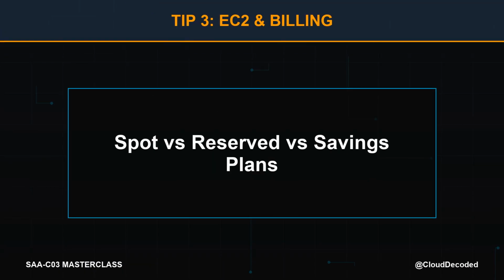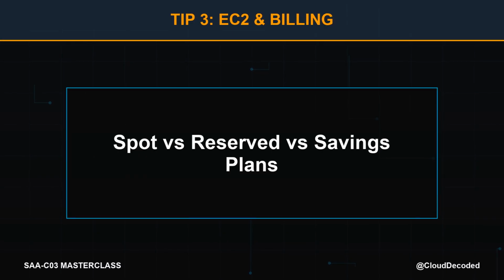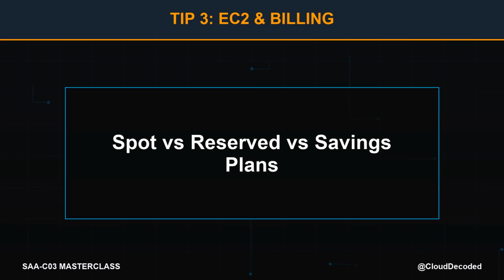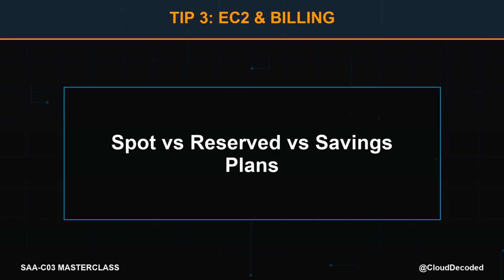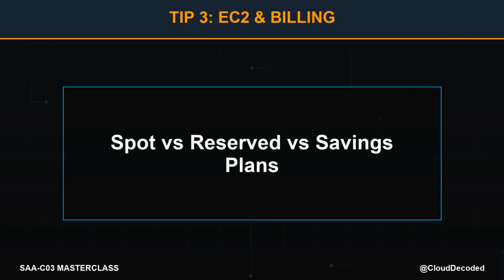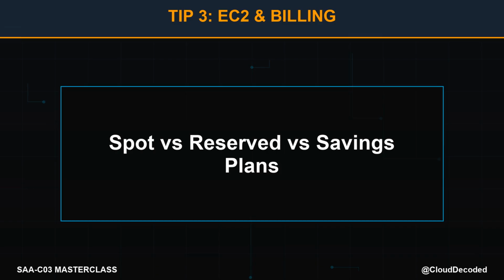Tip 2. Understand EC2 instance types and billing models. You must know the difference between on-demand, reserved instances, savings plans, and spot instances. Spot instances are for stateless, flexible, and fault-tolerant workloads, think batch processing or CI/CD.